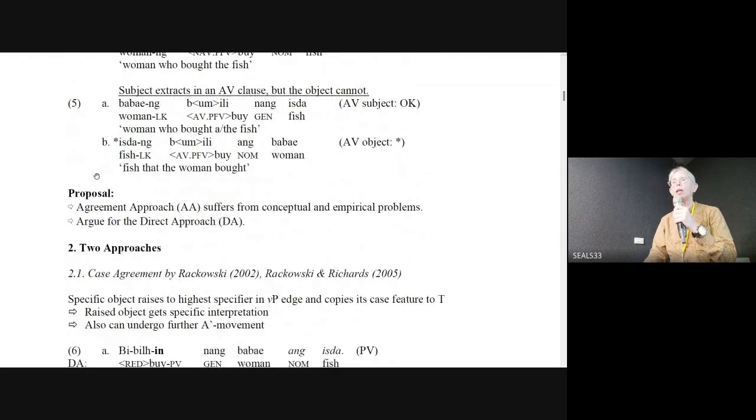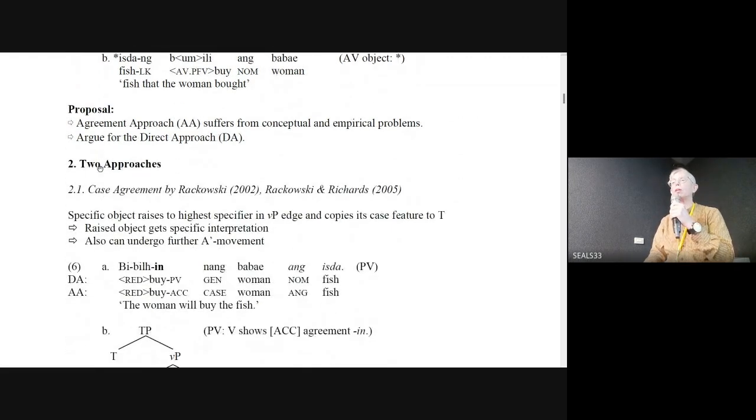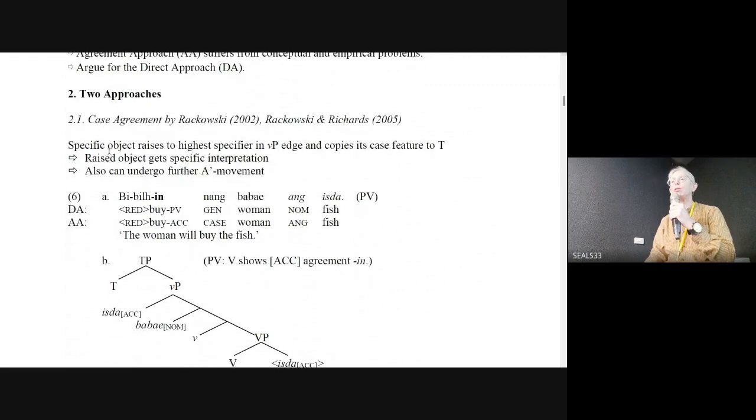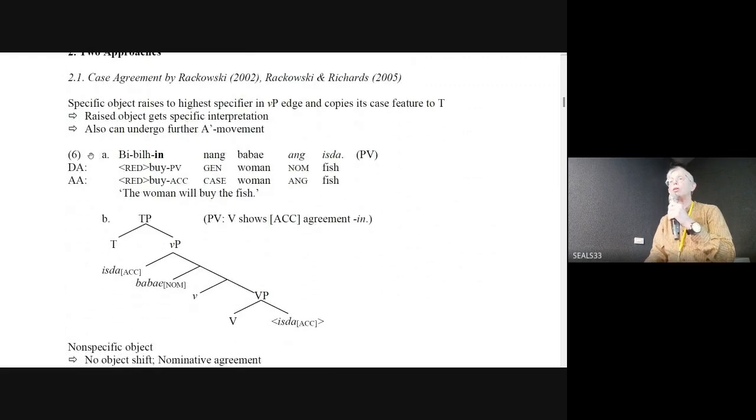So I'm arguing against the agreement approach in favor of the direct approach, so we will move on now to these two approaches. For illustration, all of the arguments I have here apply to all of the agreement approaches that I'm aware of, but I'm using Andrea Rackowski's dissertation. So her basic starting assumption is that nominative and accusative cases are assigned, nominative by T, accusative by a little v, just like in English.